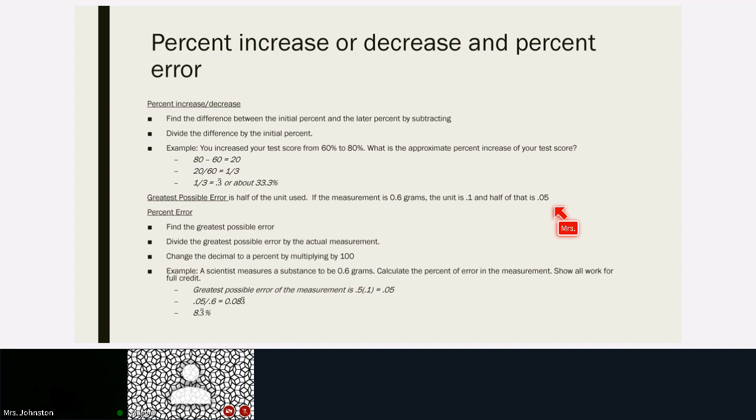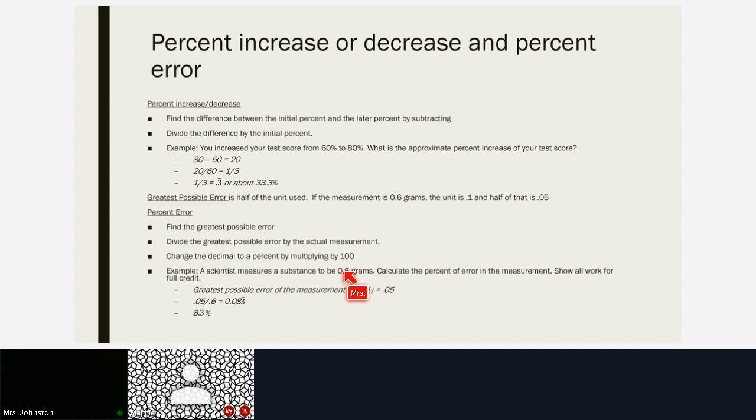Now, you can use that greatest possible error when you're finding the percent error. First, you find the greatest possible error. Then you divide the greatest possible error by the actual measurement. So in this case, I'm going to take my 0.05 and divide it by 0.6. Then you change the decimal to a percent by multiplying by 100.